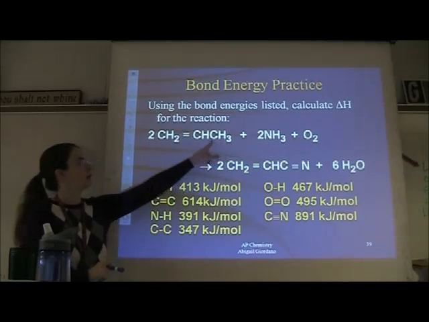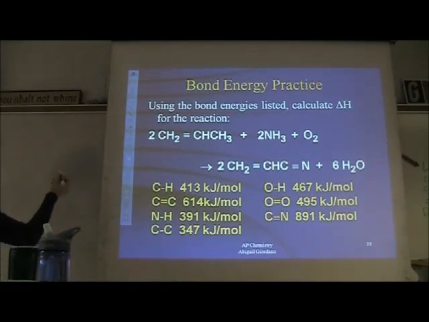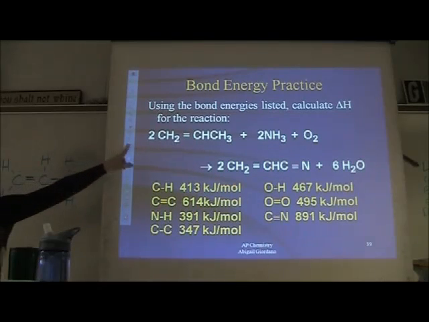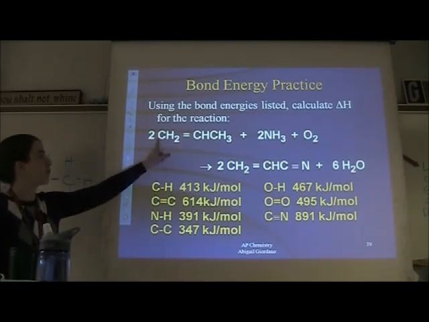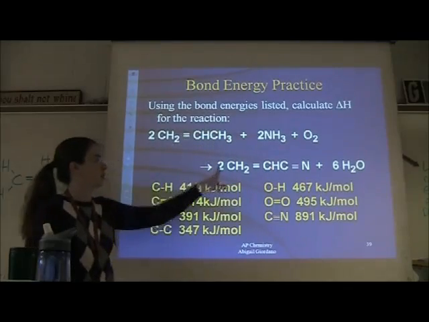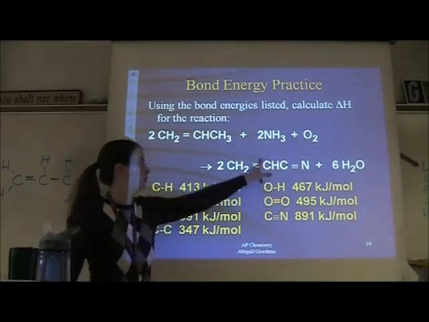Okay. So watch how I'm going to draw this molecule out. This molecule looks like this. A double bond. That's what that looks like. Now this 2 is a coefficient for this entire molecule. Okay, this 2 goes for this entire molecule. This 2 goes for this entire molecule.